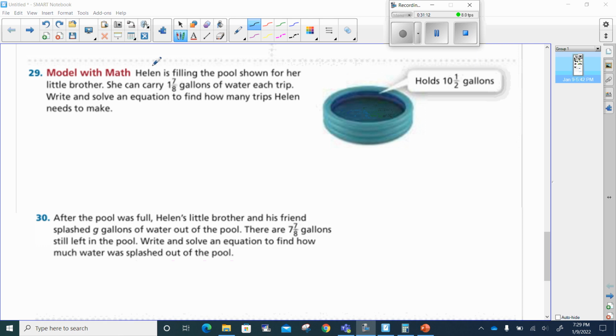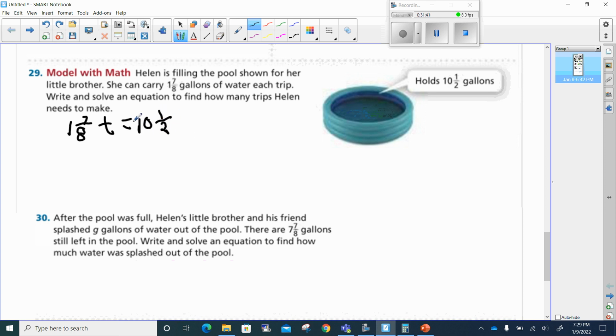It says, Helen is filling a pool shown for her little brother. She can carry 1 7/8 gallon of water each trip. Write and solve an equation and find how many trips Helen needs to make. Well, this would mean that she's got 1 7/8 gallon that she can carry. That's going to be multiplied by the number of trips that she takes, and that has to equal 10 1/2.